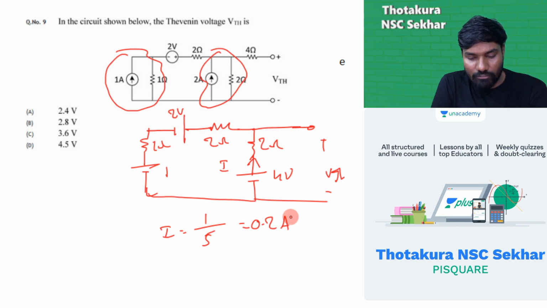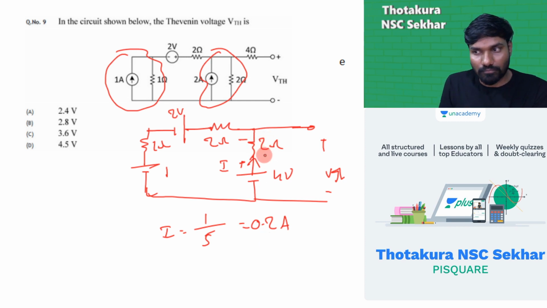By any technique you can get it. What are the different techniques we have? We have KVL, or directly, simply by using Ohm's law you can do that. So now this current is 0.2 ampere. Now start here, come back to this point. Current is going this way, this is plus, this is minus. So minus 0.2 into 2. VTH I want, right? Minus 0.2 into 2, that is minus 0.4 plus 4 is equal to 3.6 volt. Answer is 3.6, option C.